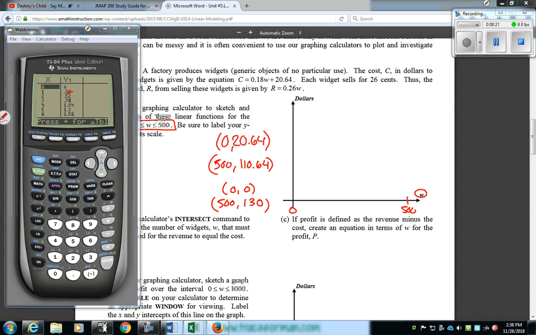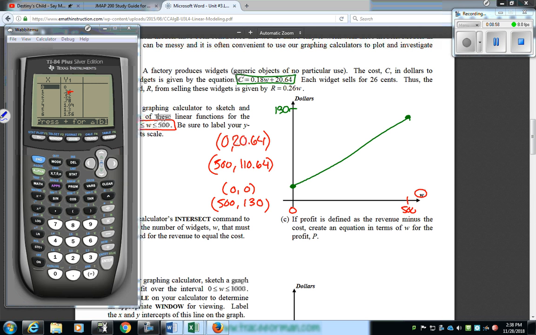So my first equation, I'll do this one in green. I got 2 points. I got 0 and $20.64, and then I have 500 and 110.64. So I have to get up to 130. And what I'm going to do right now is start by putting in my 0 and 20.64. That's just going to be an estimate. I'll put it right about there. Then I have 500 and then a 110, so it's going to be less than that. So it's going to be somewhere in here. And I'm going to draw in that straight line. Try to make it as straight as I can.